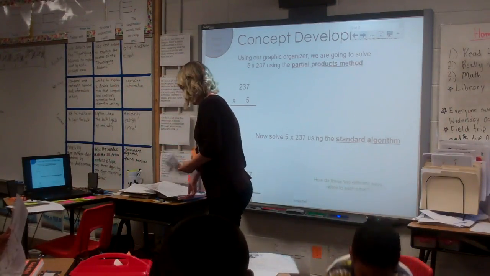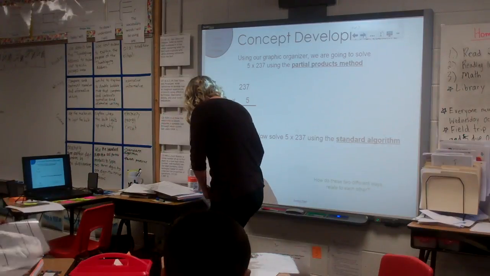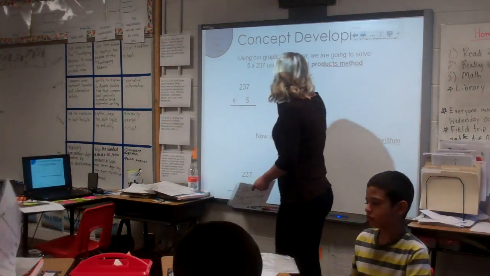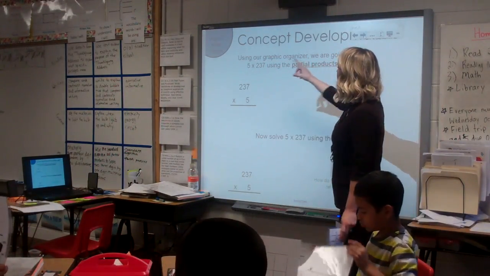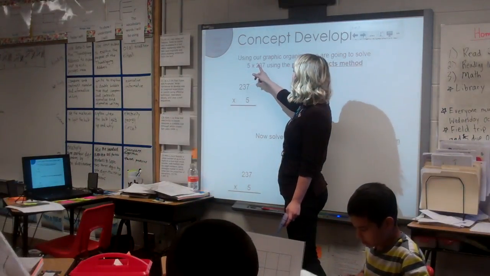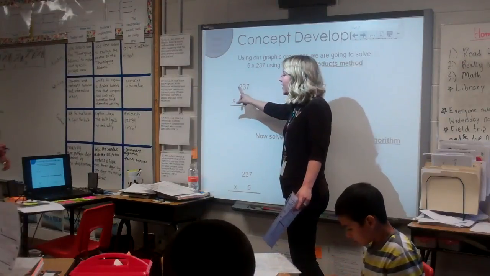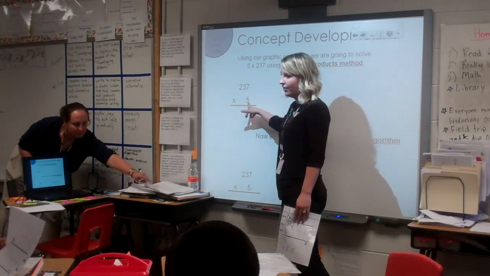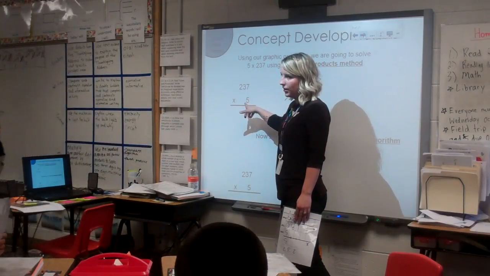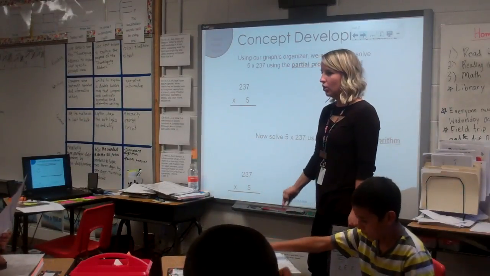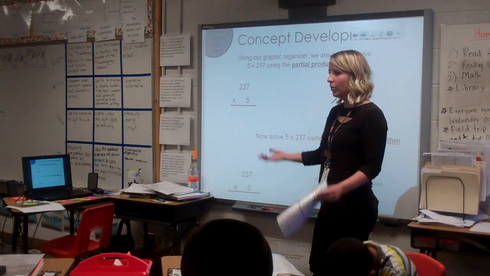Alright, guys. So, we're going to use our graphic organizer to solve 5 times 237. Notice that my 5 times 237 is written differently than 237 times 5, right? It's written differently, isn't it? But why? Will we still get the same answer?